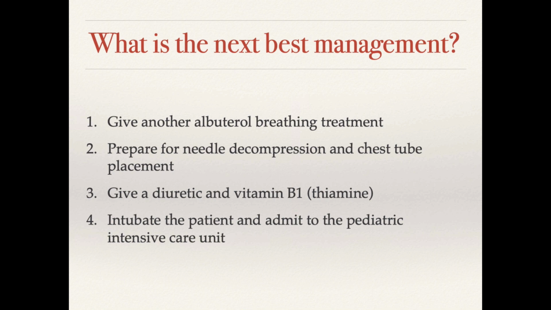So what is the next best management step? The answer will be number 2 again, prepare for needle decompression and chest tube of the patient. So this patient developed a pneumothorax in the emergency department after we initiated treatment for an asthma exacerbation. We do want to give more albuterol, but that is not the needed step at this moment. Diuretic and vitamin B1, the patient is not in CHF and does not have beriberi, and you may need to intubate the patient at some point, but what really needs to happen is to fix that pneumothorax.